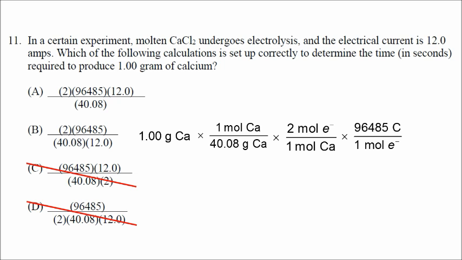The final conversion involves 12 amps. So 1 amp is a coulomb per second. That'd be 12 coulombs for every 1 second. So correct answer is B based on where the numbers fall.